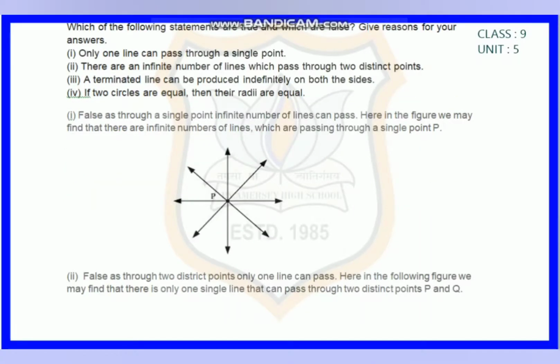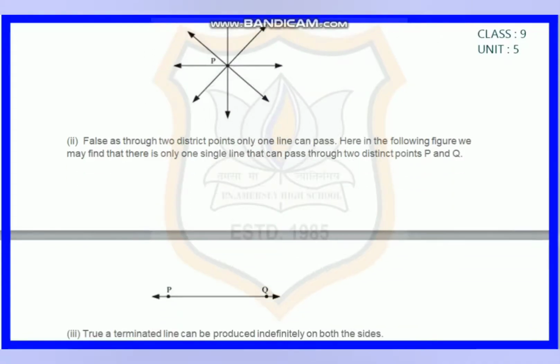Question number 2. There are an infinite number of lines which can pass through two distinct points. This statement is false. Why? Through 2 points only a single line can pass. False, because two distinct points have only a single line. Means at least 2 points are required to draw a line. Let's see how. Here we have a single line. This is PQ. Here are the 2 points. At least 2 points are required to draw a line.